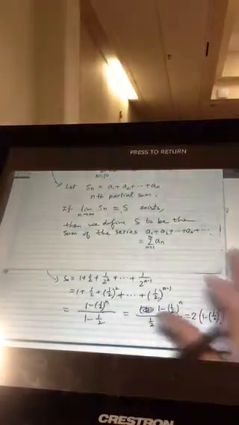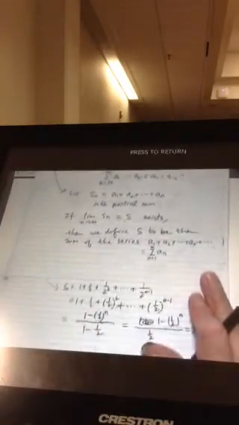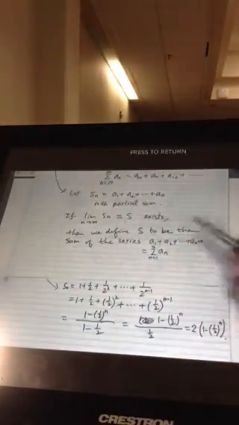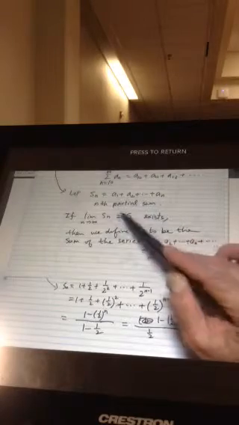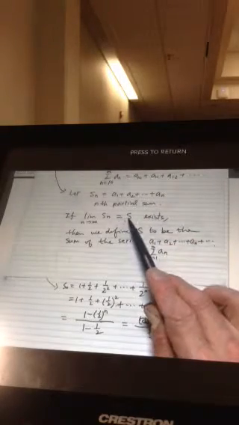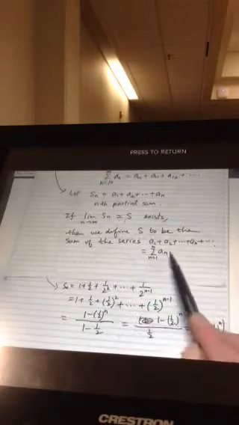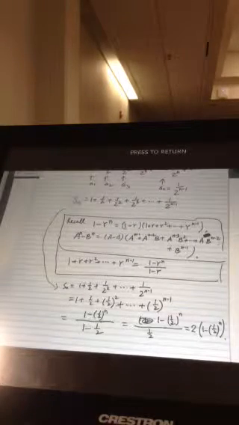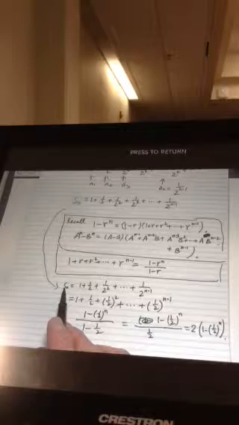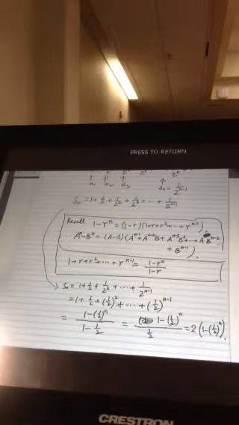Alright, now remember the definition. The definition says that if this limit exists, then the limit is the sum of this. Okay? So right now I want to know if the limit of this exists when n goes to infinity.